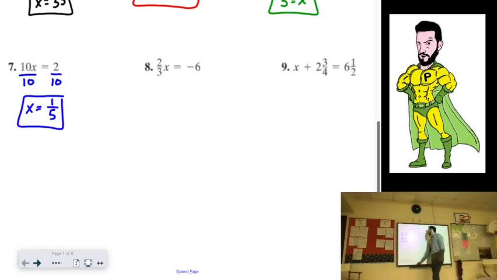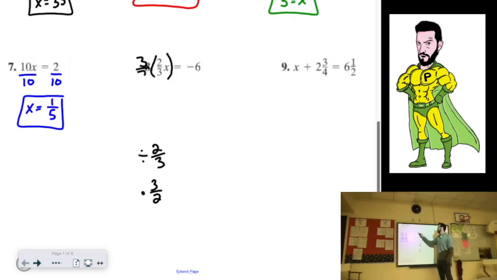Oh yeah, here we go. When you have a fraction 2/3 times x, you could divide by 2/3, but remember when you divide by a fraction, you're really multiplying by the reciprocal. And you could do that in 2 steps if you'd like. I would just do it in 1. Times 3 over 2. Remember 6, if it was a fraction, would be 6 over 1 times 3 over 2.